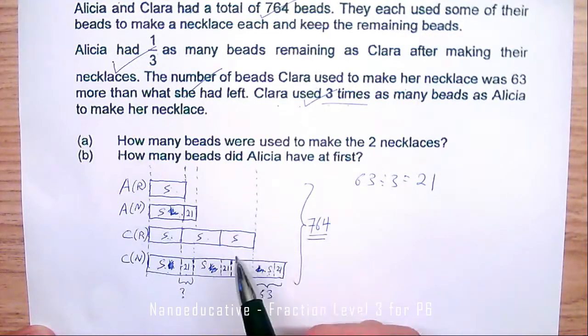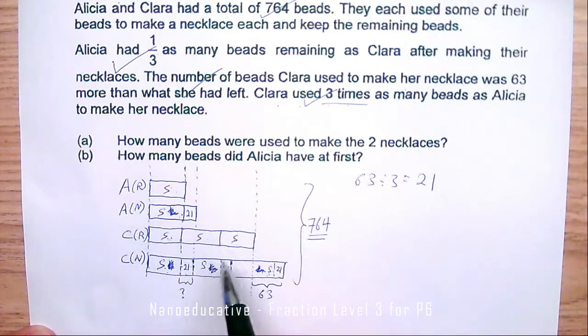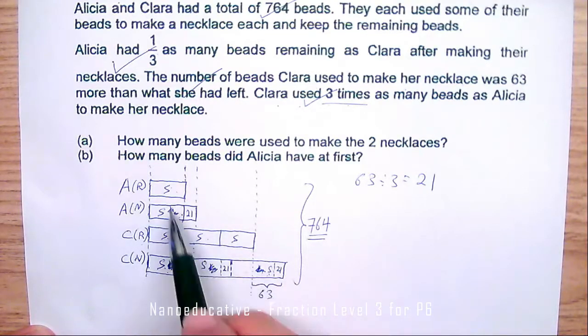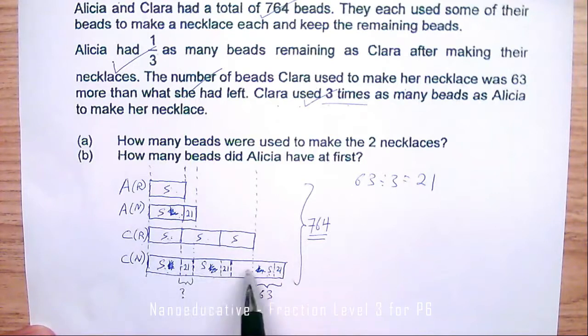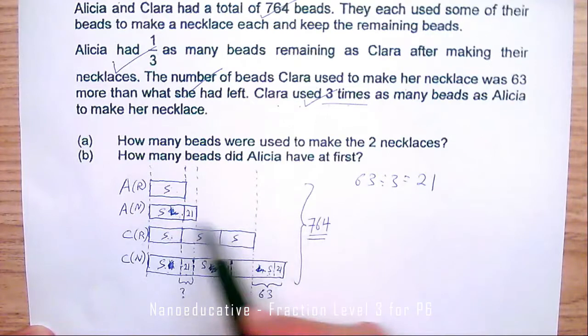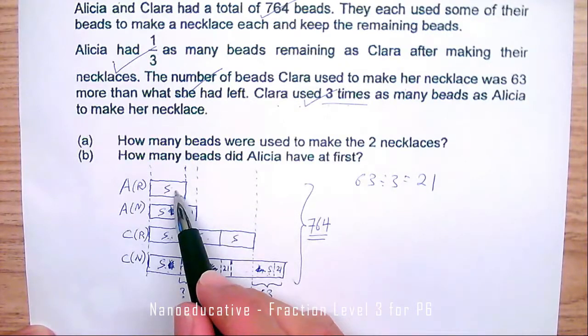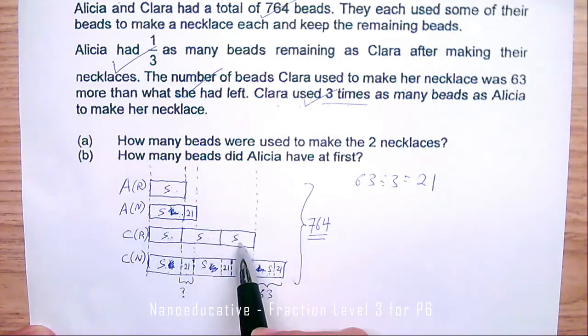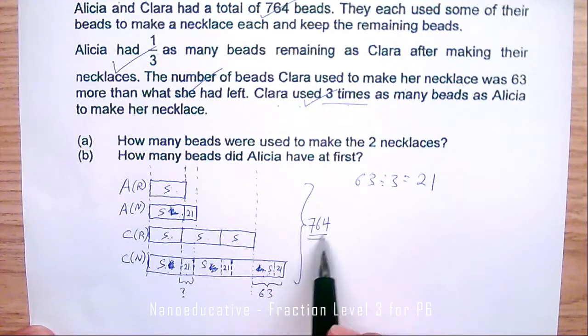Why we need to draw a model is because we want to ensure that all the units are the same. Once all the units are the same size, we can do division. If it's between a short one and a long one, you cannot do any division. They will not be accurate. Now that they're all the same, we have to count how many short bars there are. 1, 2, 3, 4, 5, 6, 7, 8. 8 short bars plus 4 sets of 21 give us 764.